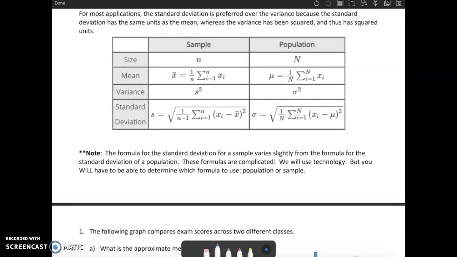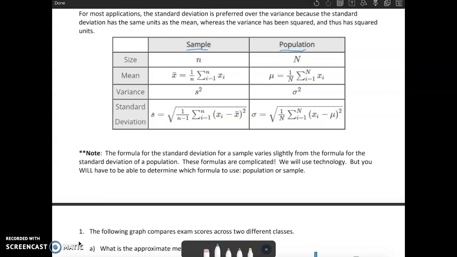So how do we calculate standard deviation? It's actually quite a complicated formula. Depending on whether you're using a sample or a population, the notation and the formulas change a little bit. If we're talking about the size of a sample, we use a small n for how many are in our sample. And if we're talking about a whole population, we use a capital N.